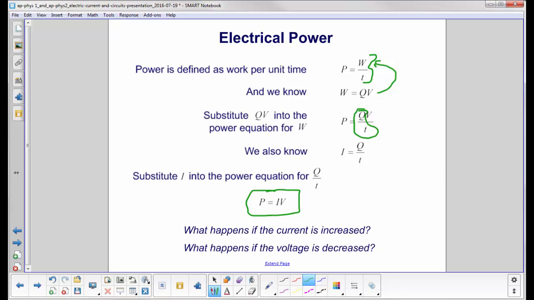Looking at this, what do you think happens if the current is increased? What would happen to power? What would happen if the voltage is decreased? Discuss that with your groups or think about it yourself.